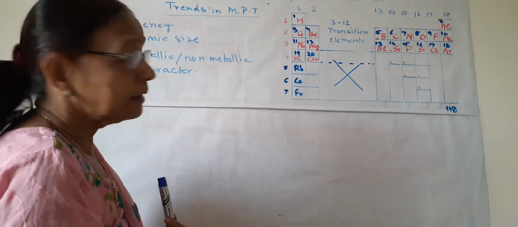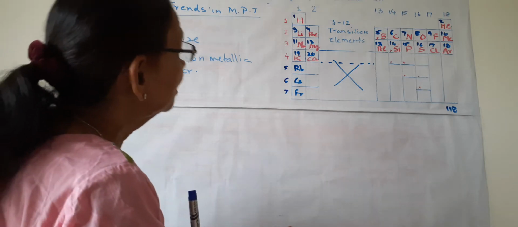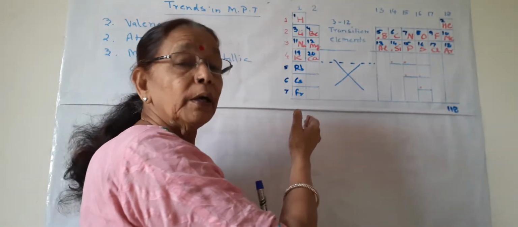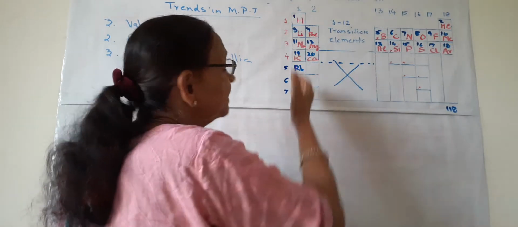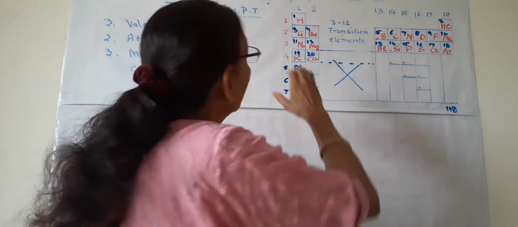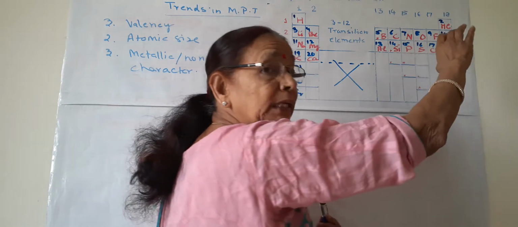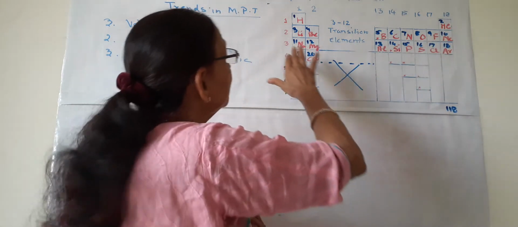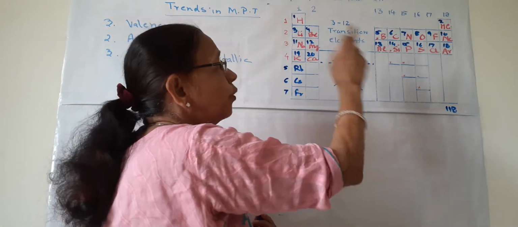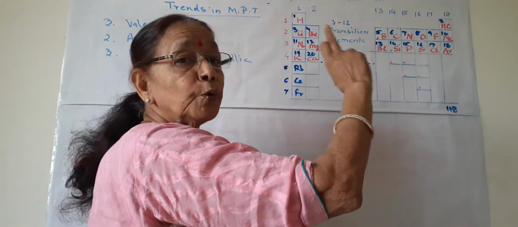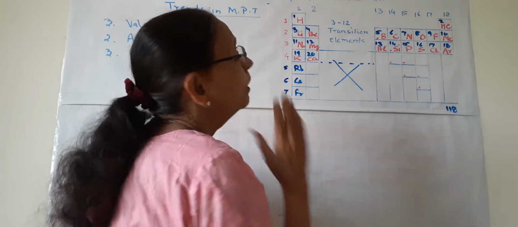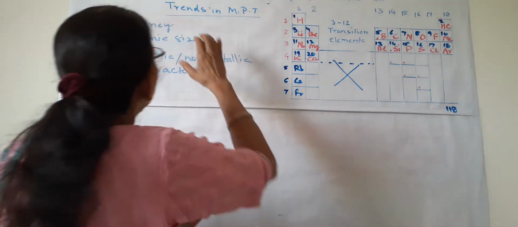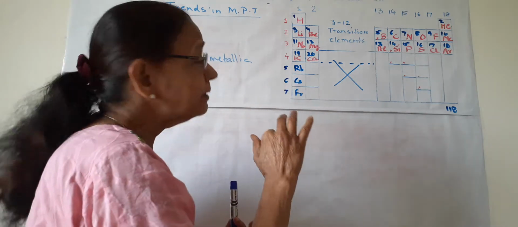Valency we have discussed in the previous video also, that as we go down a group the valency remains same. As we go further in a period from left to right, valency increases first from 1 to 4 and then 4 to 0, depending upon the number of valence electrons. So valency we have discussed.